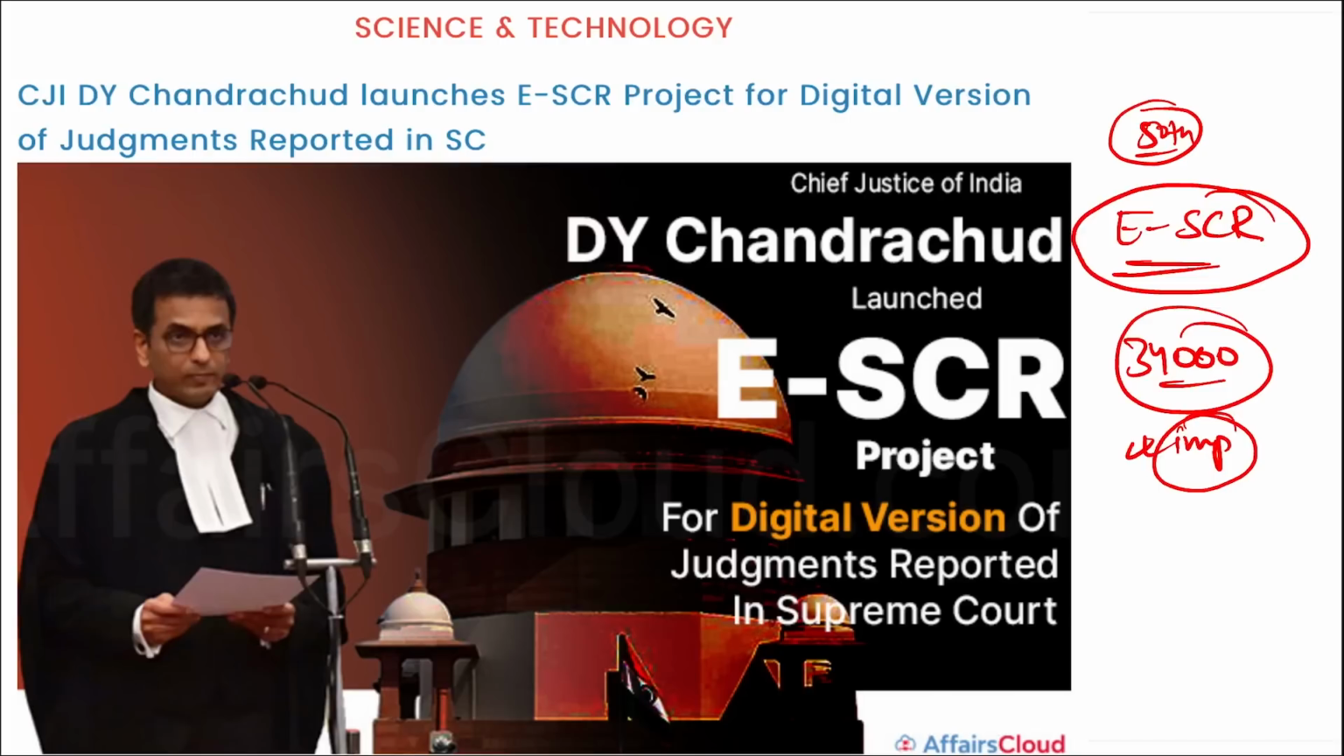Also remember here, as of now the judgments are up to 1st of January 2022. Before that, all those judgments that have been passed have been provided here, and almost around 34,000 judgments have been provided electronically. And this project is basically a step towards the objective of digitization of the Indian judiciary and to bring in a positive change for the benefit of all the stakeholders of justice.